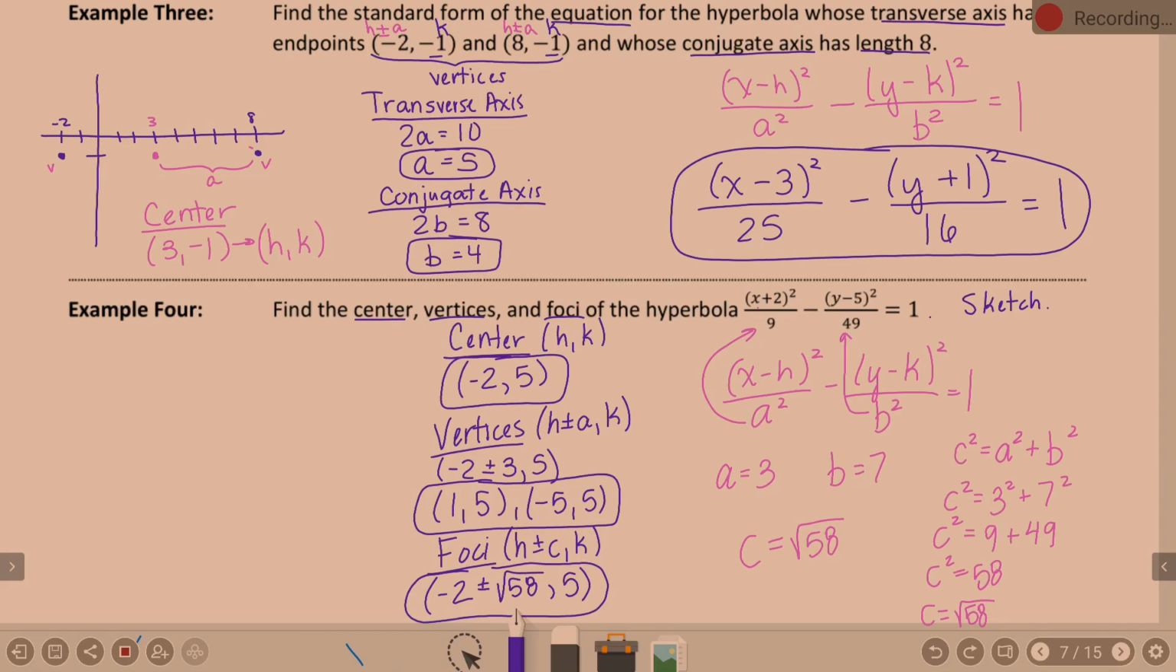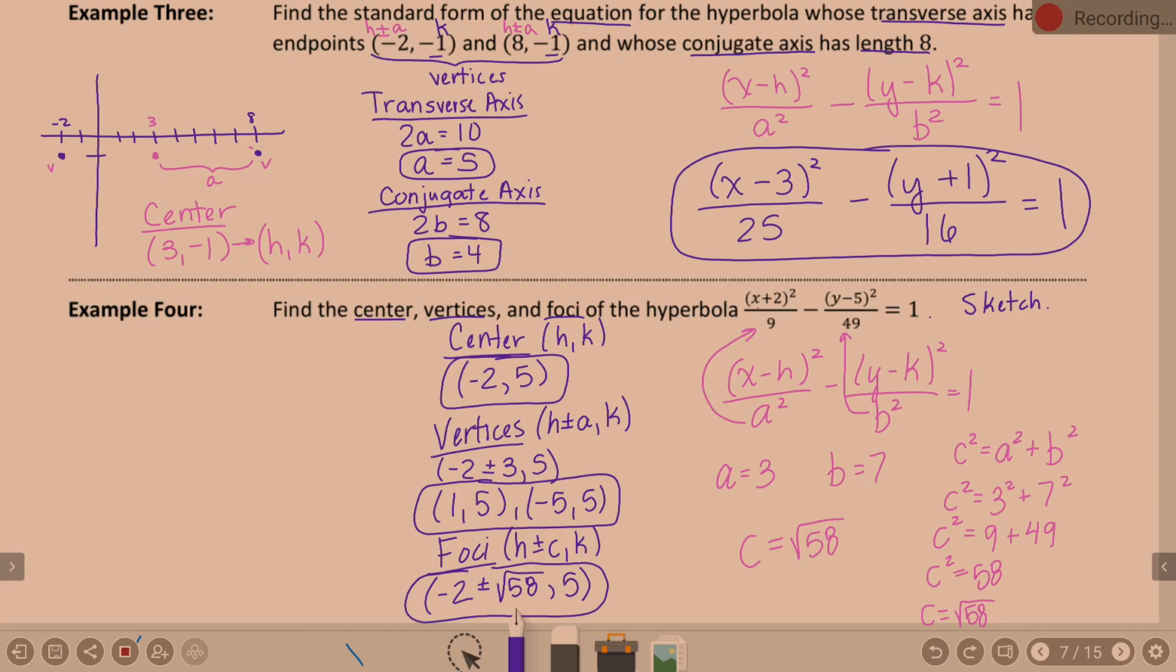If it's something where it's not a perfect square, just go ahead and leave it as -2 plus or minus the square root of 58, comma 5. If we needed those exact values or the decimal values to help us graph this, then we could find them for that purpose. But in terms of stating what your foci are, we're going to leave them like that. Okay, officially that's all that 4 asks us to do.